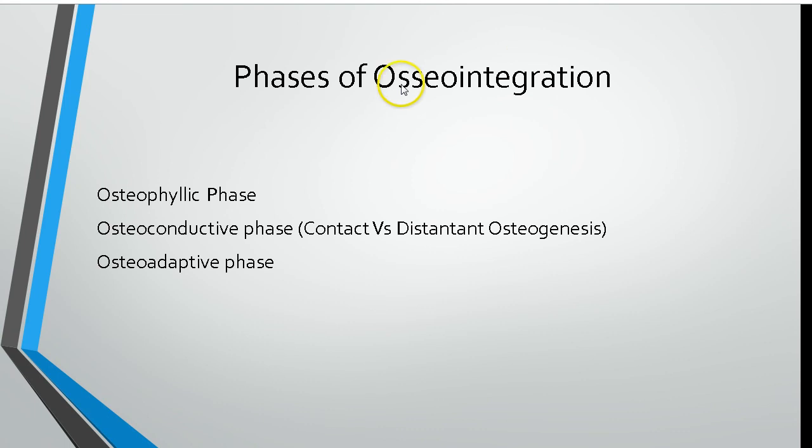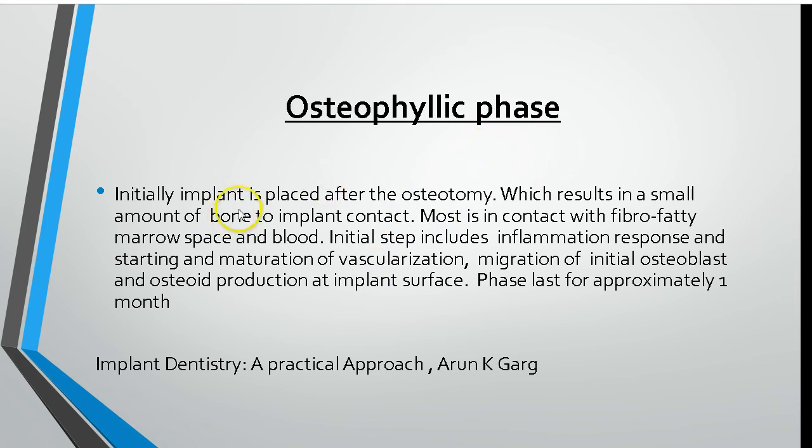So there are three phases of osseointegration: the osteophilic phase, the osteoconductive, and the osteoadaptive. Again, it's a little dry. Understanding these phases is very important, especially the osteoconductive phase, where most of your bone is formed; there are also two different paths that bone can be formed by. We'll talk about that later also. I know it's a dry subject, but once you have a clear understanding of how osseointegration works, it really helps you understand the whole concept of implant dentistry.